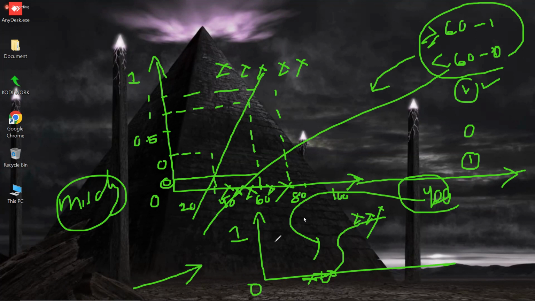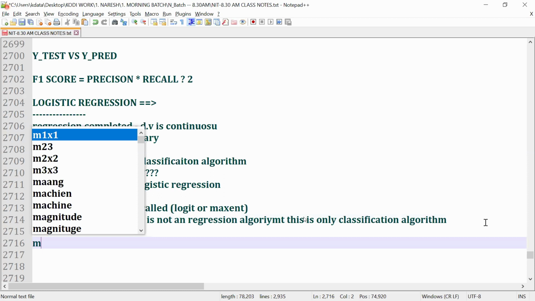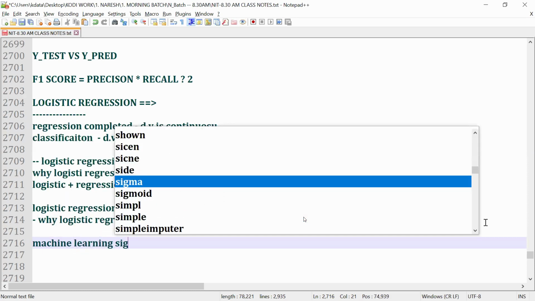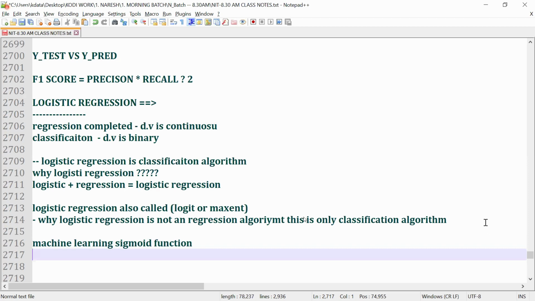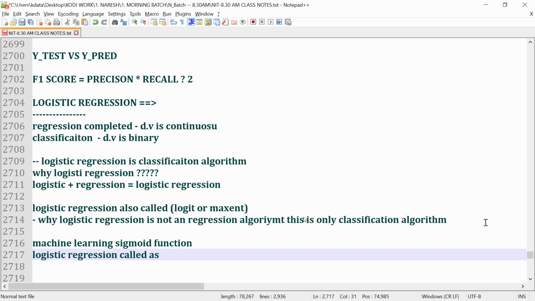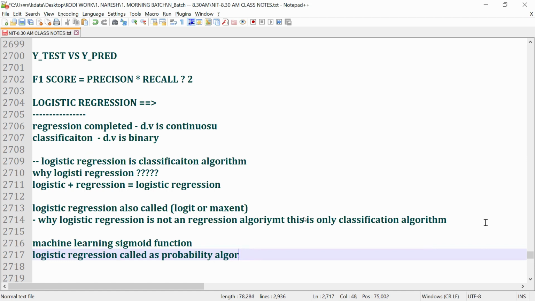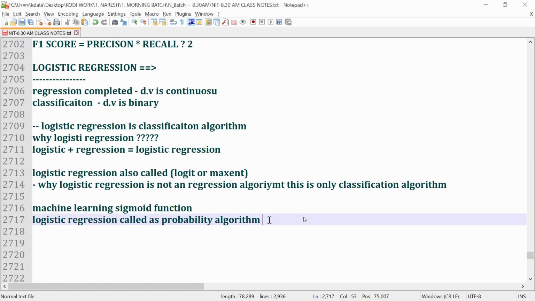So in machine learning we call it the sigmoid function. In deep learning, we call it the sigmoid activation function. Also, logistic regression is called a probability algorithm. What are the probability algorithms in machine learning? One is logistic regression, one is naive Bayes. Yamini, are we clear? Okay. And so logistic regression is called a probability algorithm.